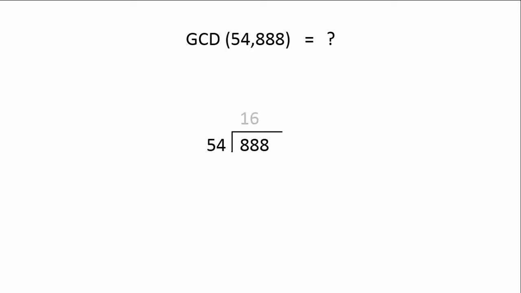If we take a specific example with two numbers, 54 and 888, we know that the least number that could divide both these numbers is 2. But there could also be some other number which is greater than 2, which divides both 54 and 888. This number would be our GCD.